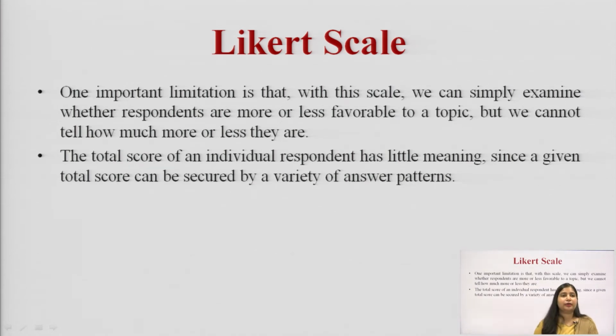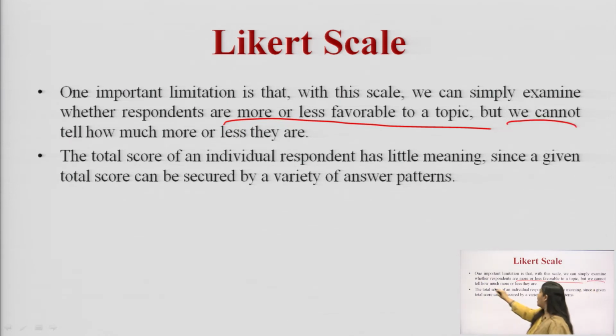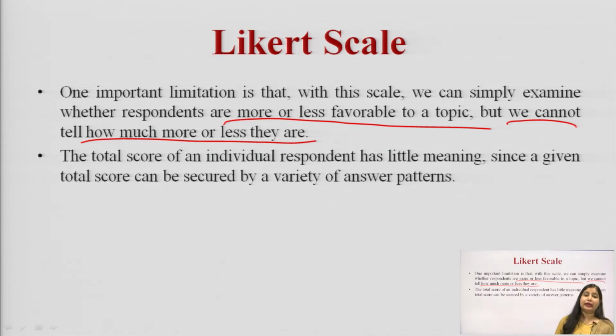And the basic limitation of the Likert scale is that it can simply examine whether the respondents are more or less favorable to the topic, but we cannot tell how much they like or dislike it. It can easily tell you how much it is favorable and how much it is unfavorable, but the amount, meaning how much you like it, how much you don't like it, may not easily come out from your Likert scale. You can easily define that the respondent likes your product or didn't like your product, but it does not give you the amount of how much they like it or how much they dislike it.